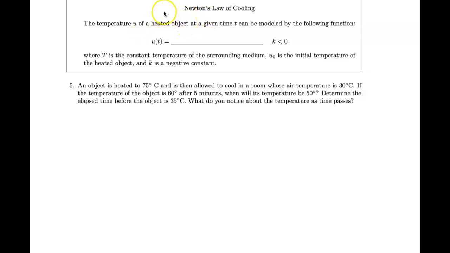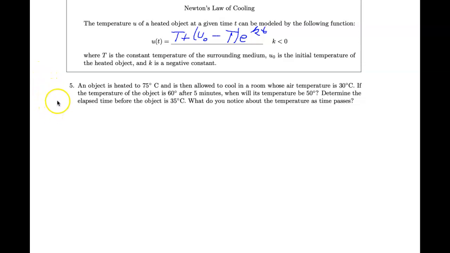The temperature U of a heated object at a given time t can be modeled by the following function: U(t) equals T plus (U naught minus T) times e to the kt. Since things are cooling, k is going to be less than 0. T is the constant temperature of the surrounding medium, U naught is the initial temperature of the heated object, and k is a negative constant.